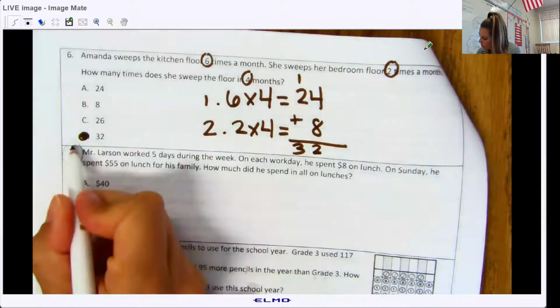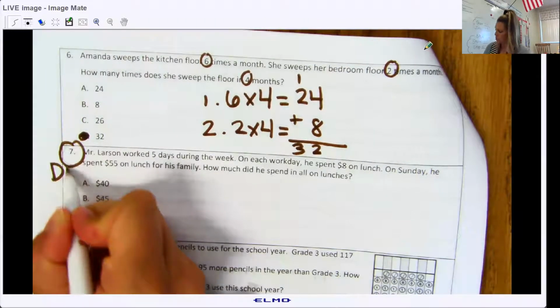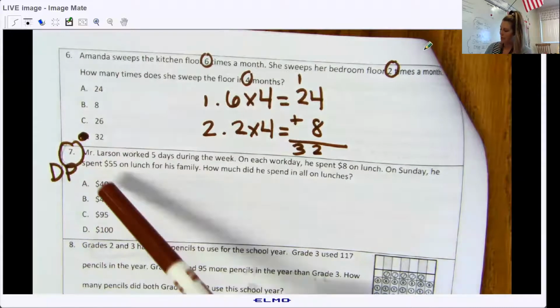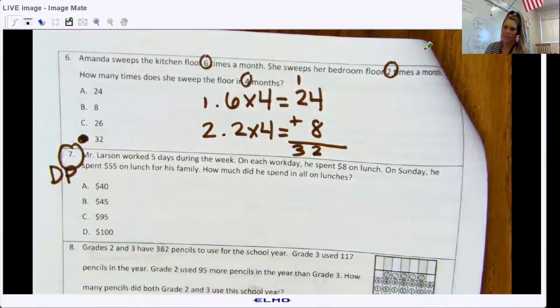All right, you are going to do number 7 on your own as a discussion post. You can just write A, B, C, or D, okay? You don't have to do the number of steps. For the other one, though, you do, okay?